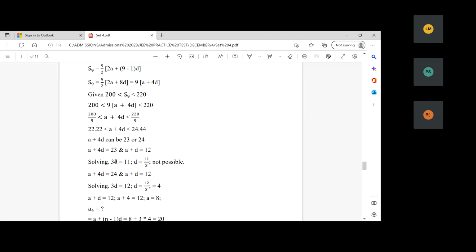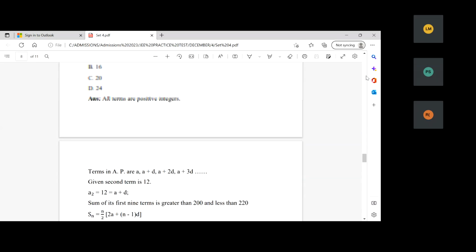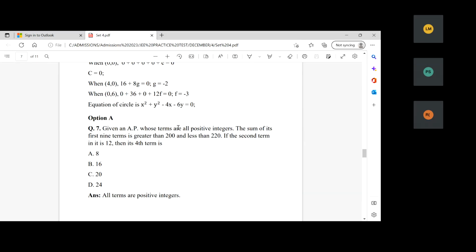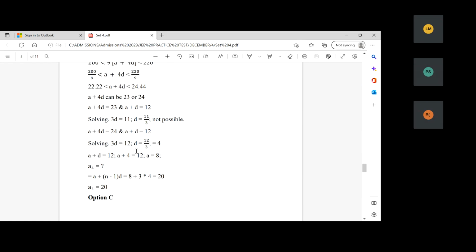When you solve this, in the first case you get the value of D as 11 by 3. And for the second case with the value 24, when you solve, you get the value of A as 8. It's given in the question that all the terms are positive integers. So once you have the values, you can substitute for A plus N minus 1 into D, which is 4 minus 1, that is A plus 3D. You have D and A here, you can substitute it and you have the value of A4 as 20. I think almost all the students here got the answer correct in the chat box.